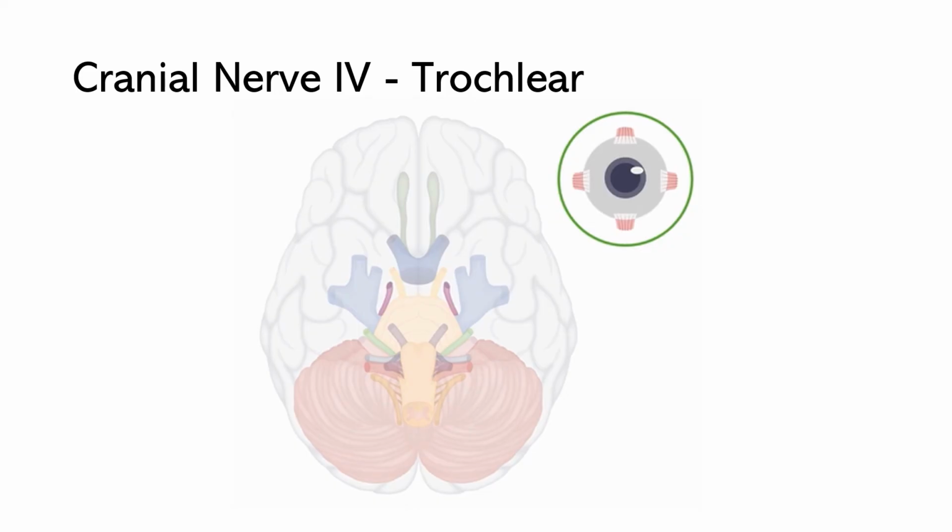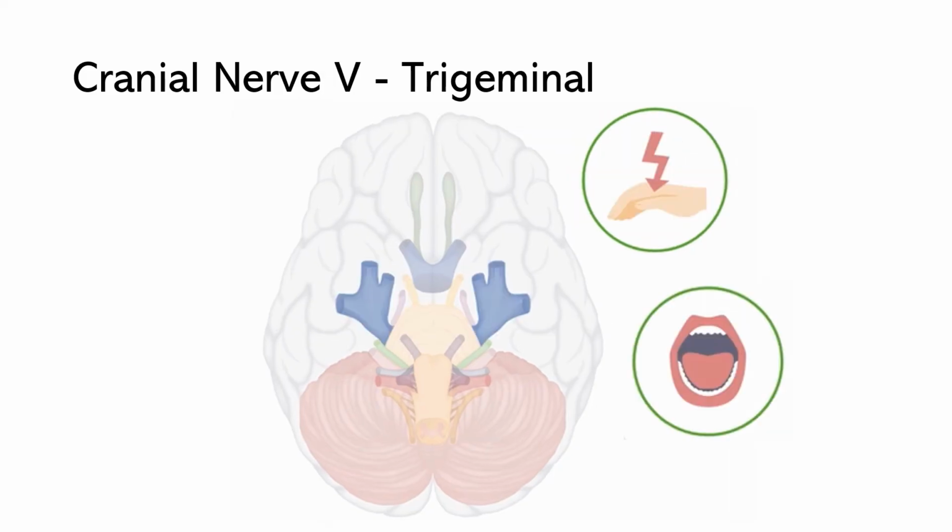Cranial nerve 4 is our trochlear nerve. It works with cranial nerve 3 in order to help move the eyeball around. Cranial nerve 5 is our trigeminal nerve. This is a mixed nerve. It has both sensory and motor functions. For sensory, this is going to include the sense of touch, pain, and thermal sensation in our mouth, our tongue, and parts of our face. Our motor functions from the trigeminal nerve include being able to chew.